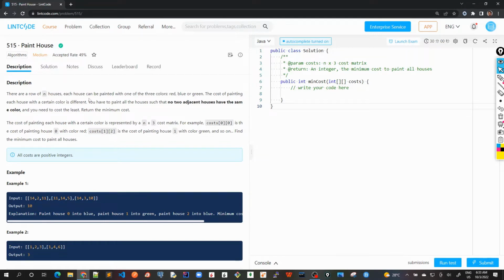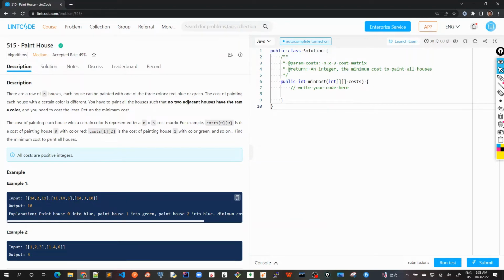The cost of painting each house with a certain color is different. You have to paint all the houses such that no two adjacent houses have the same color, and you need the least cost, so return the minimum cost. So let's go with this example. So we are given three houses, right?